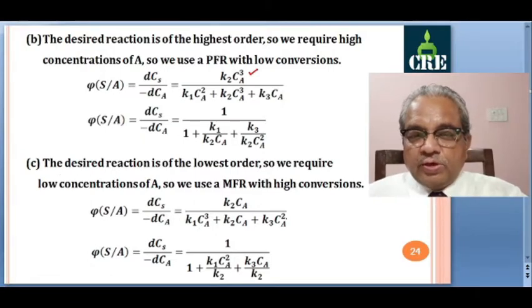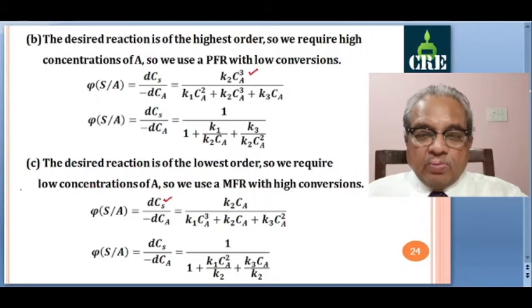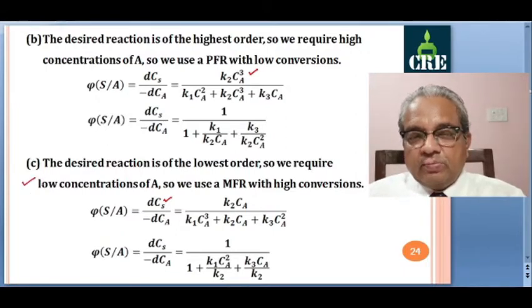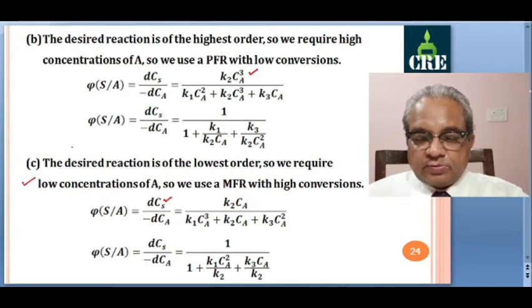Third case, the denominator remains the same, and here the middle reaction where S is desired is first order. So the desired reaction is of lowest order. So if you do this, you can see this and this you have to maintain low. So low concentrations of A are to be maintained. So you will prefer MFR with high conversion. So immediately high conversion means the concentration drops to a low concentration.